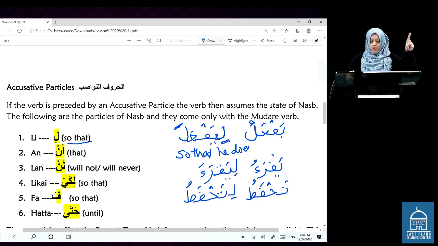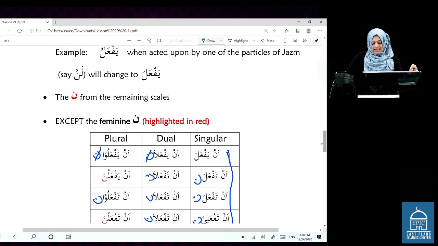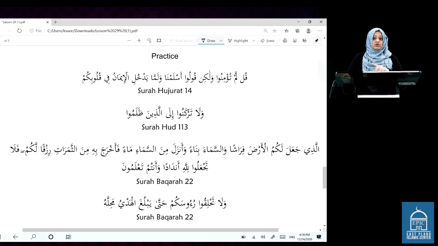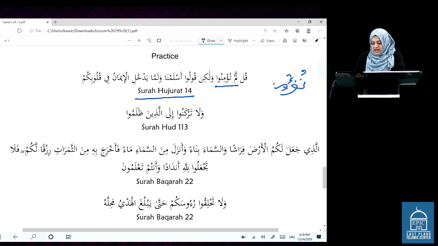Learn the meaning. Before we conclude the class, inshallah, I've already gone over the chart here. Quickly, let's do some ayahs from the Quran to show you the particles with these verbs. The first one is from Surah Hujurat: Qul lam tu'minu. It was tu'minuna. The noon has been dropped because of what? Lam. And amana yu'minu means to believe. You did not believe. That's the translation for this one.